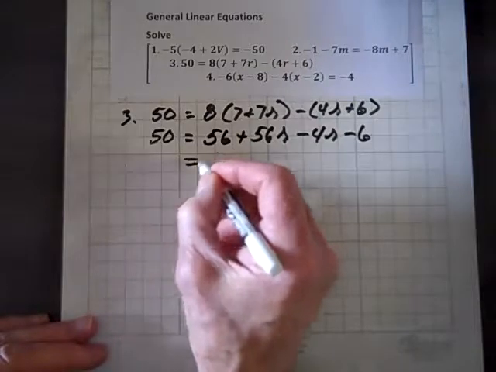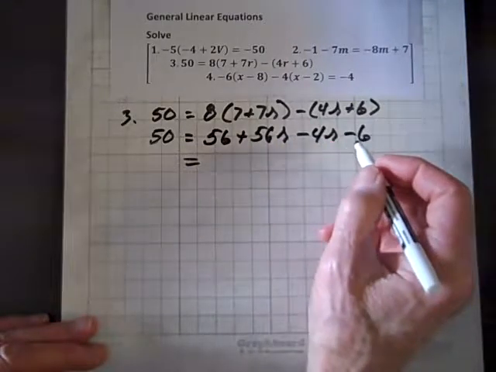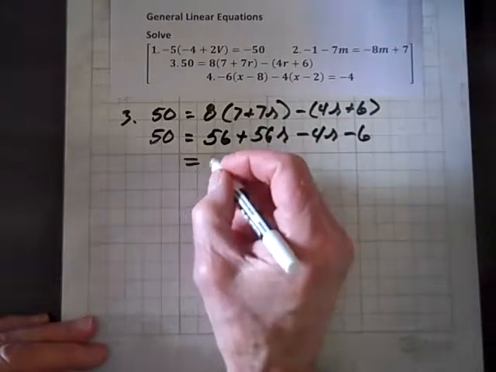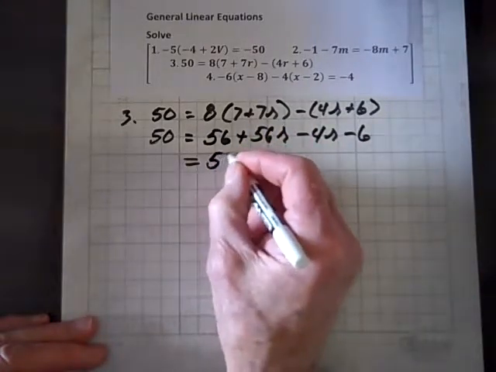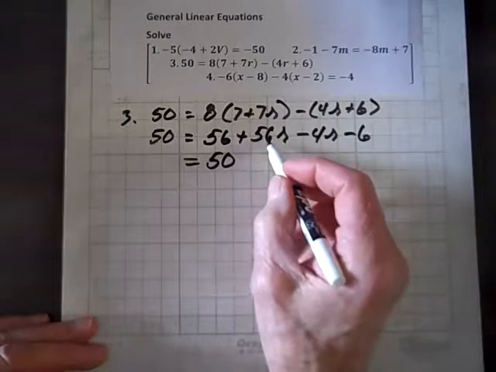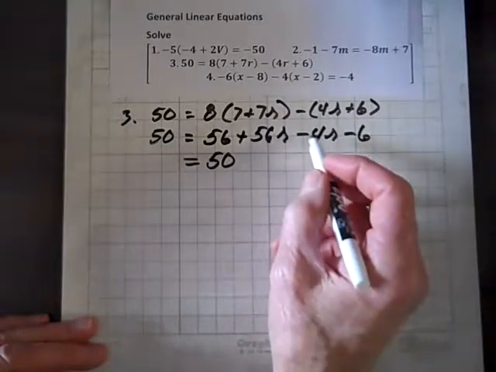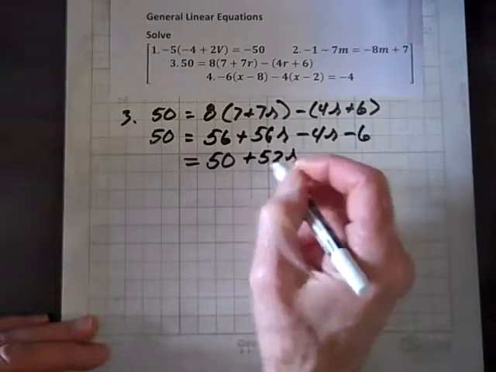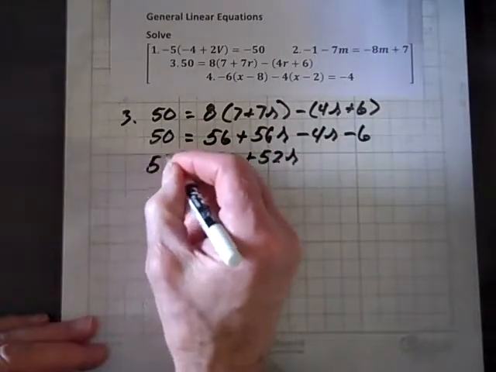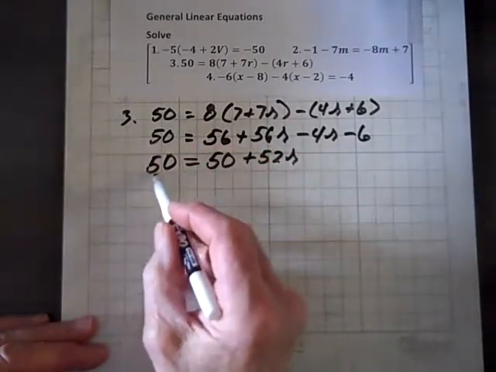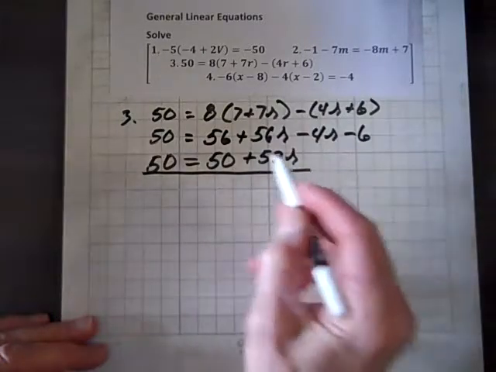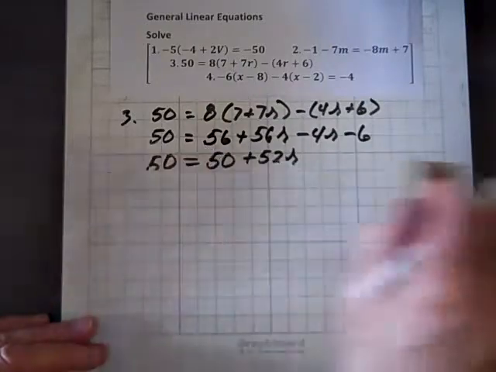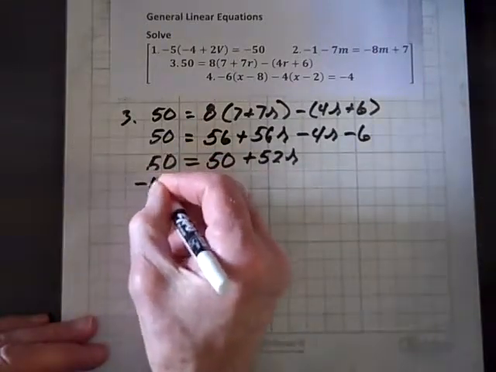Now let's gather up like terms, and we get -6 plus 56 is 50, and 56r minus 4r is going to be plus 52r, isn't it? And over here we have 50 remaining. Now, let's subtract 50 from both sides. We'll subtract 50 from both sides.